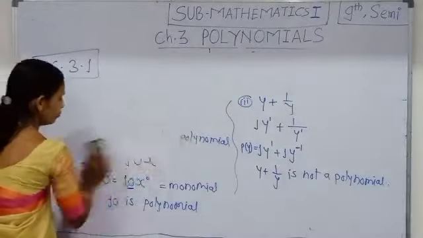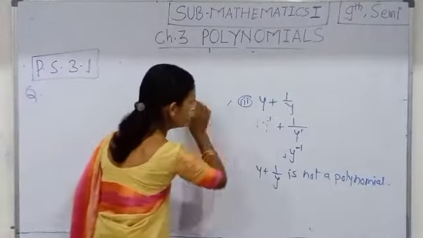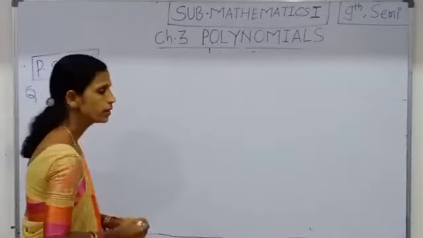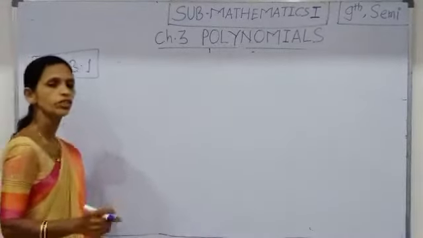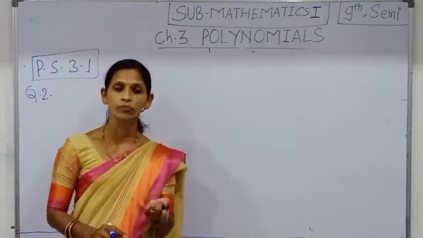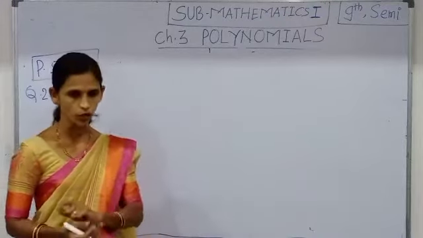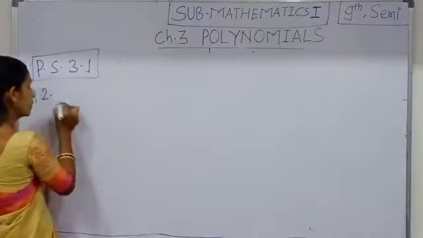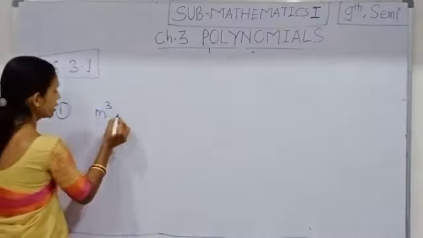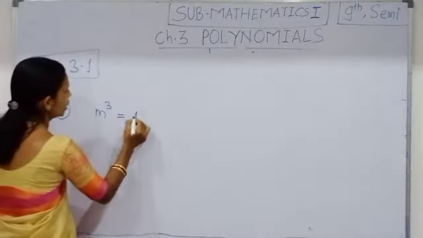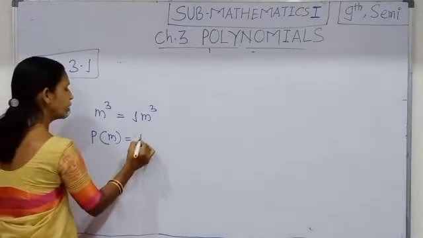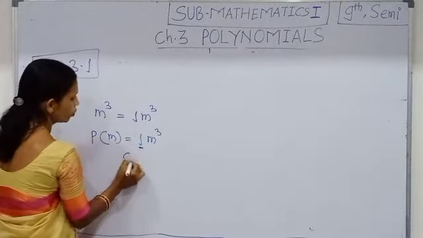Then we will solve a few examples from question number 2, question number 3, as well as from question number 4. Question number 2 says, write the coefficient of m cube in the given polynomial. The first example given here has only m cube. Therefore that m cube can be written as 1 m cube. Let us consider a polynomial in m variable, that is 1 m cube. Therefore here the coefficient is 1.